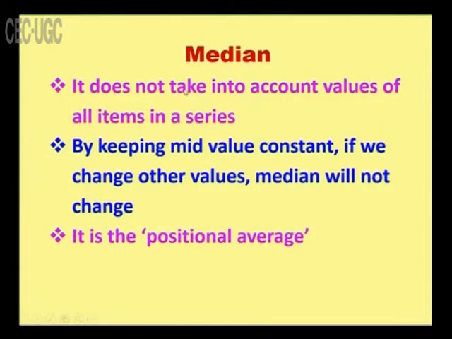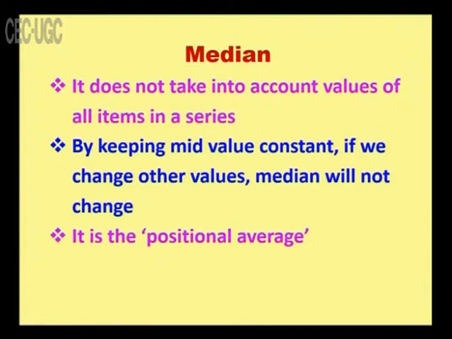We have been discussing the median. It does not take into account the values of all the items in a series, and by keeping the mid value constant, if we change other values, the median will not change. See, it is a mid value, and therefore, suppose the left hand side value or the right hand side value is changed, still it is the median. The extreme values are not affecting the median, and therefore, it is called the positional average. It is only a position. It is not telling exactly what the average value is, but still it is dividing the data set into 2 sets, and therefore, it is useful.